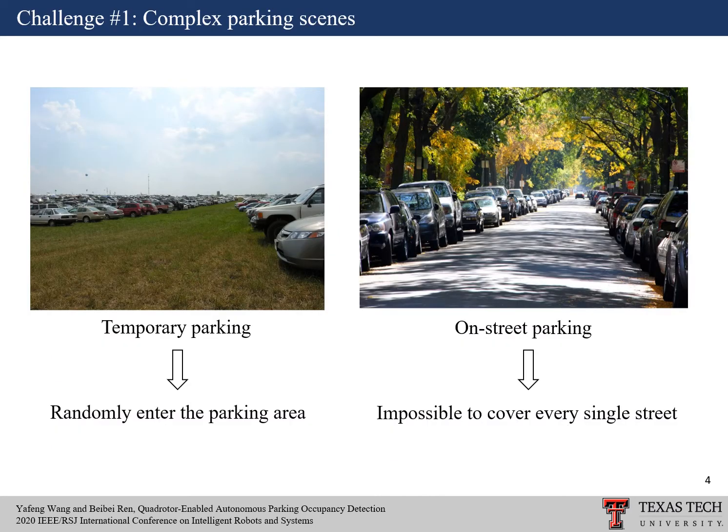That is because special event parking always combines or includes complex parking scenarios, for example, temporary parking and on-street parking. For temporary parking, the cars randomly enter the parking area, and that means there's no clear entrance to the parking lot. If you want to install a sensor, you can't find the right position. The same situation happens with on-street parking, where if you want to use sensors, it's nearly impossible to cover every single street.